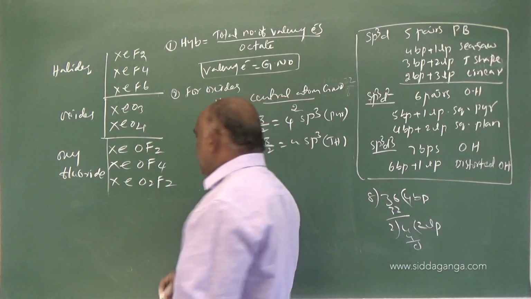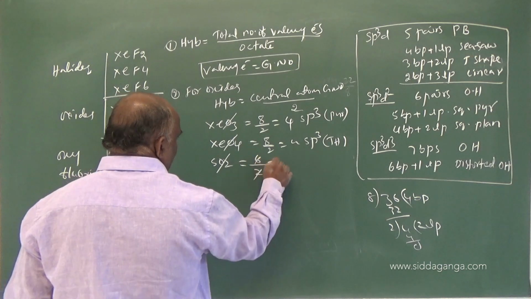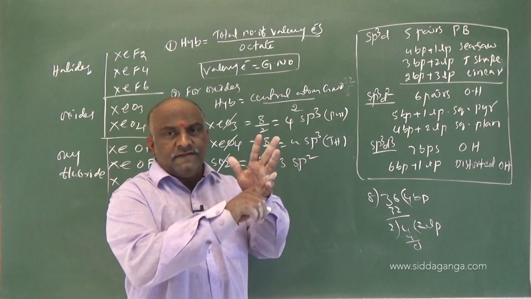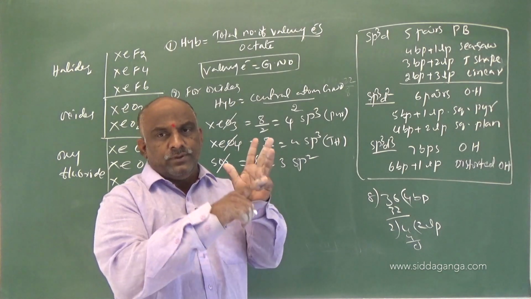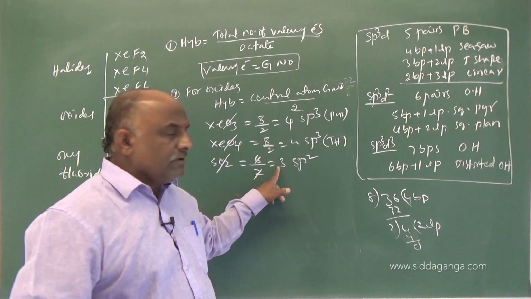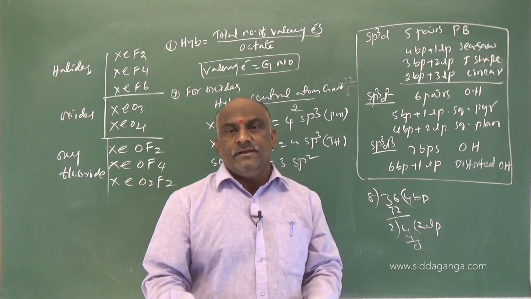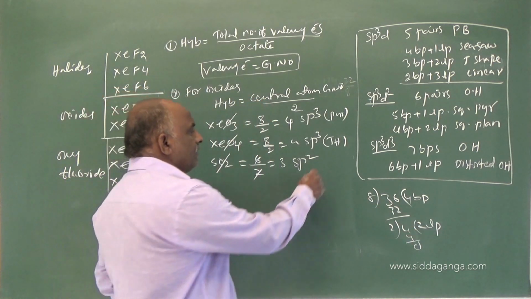Suppose you take SO2. S belongs to the 6th group, 6 by 2 is 3. 3 means sp2. 3 means 1 is S, the remaining 2 are P. sp2. First you give preference to S, the remaining are P, later it is D. Understand? And sp2 it is angular.